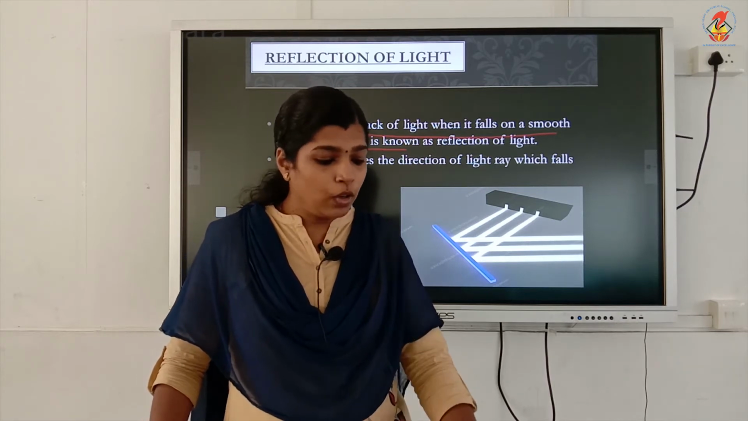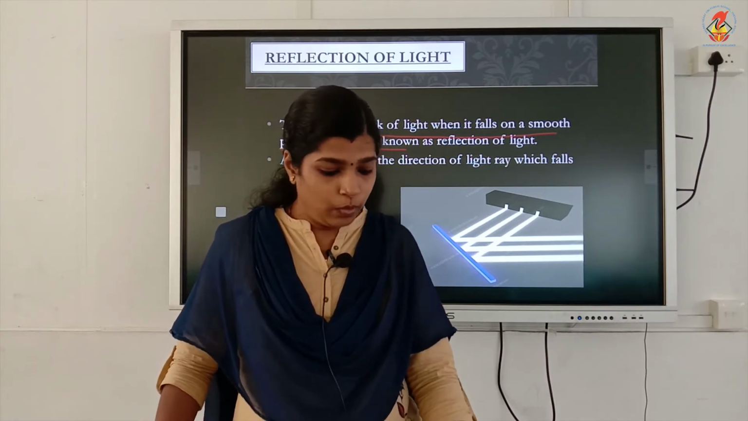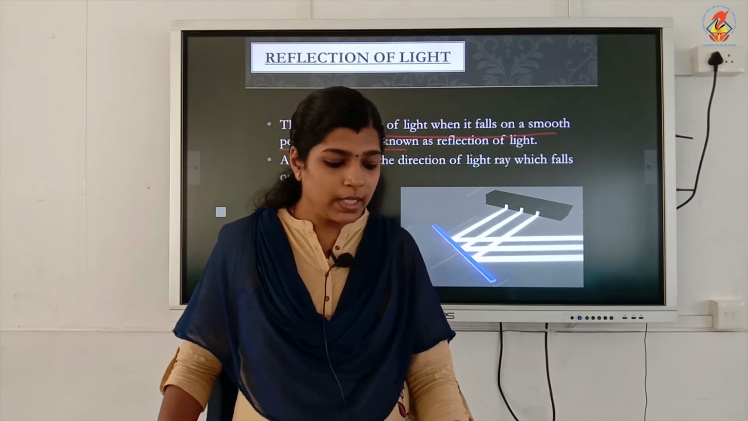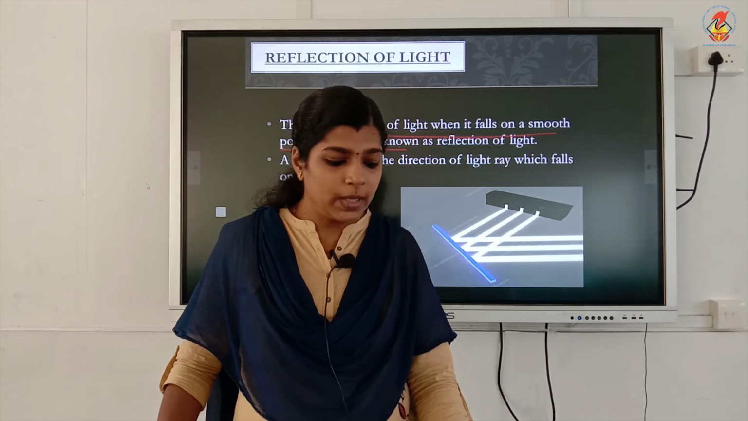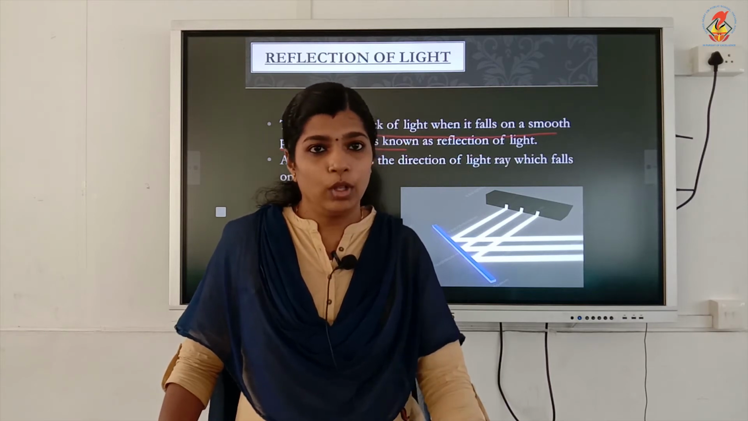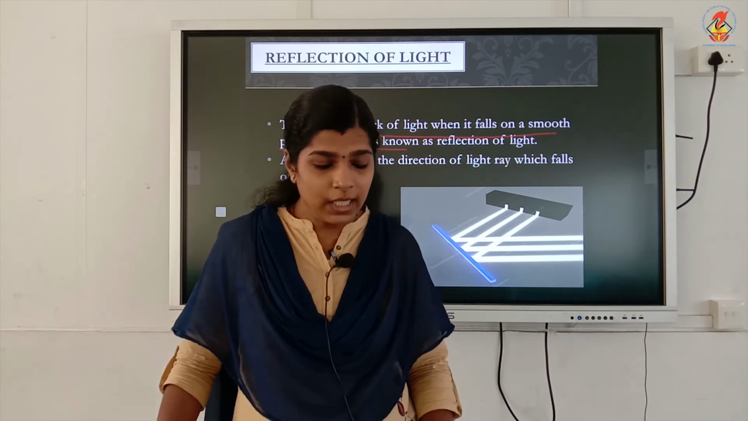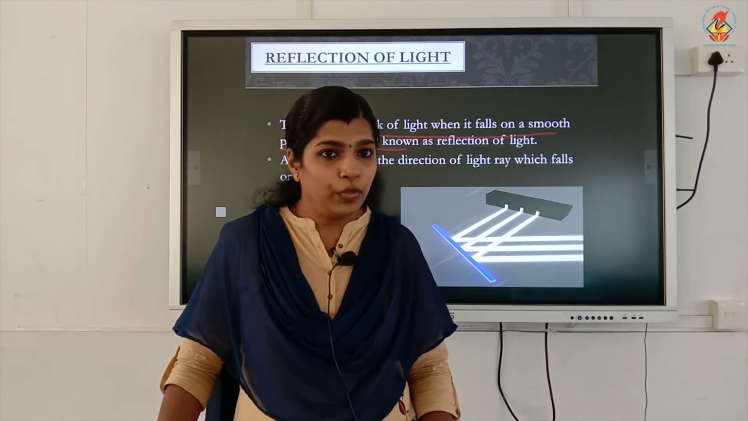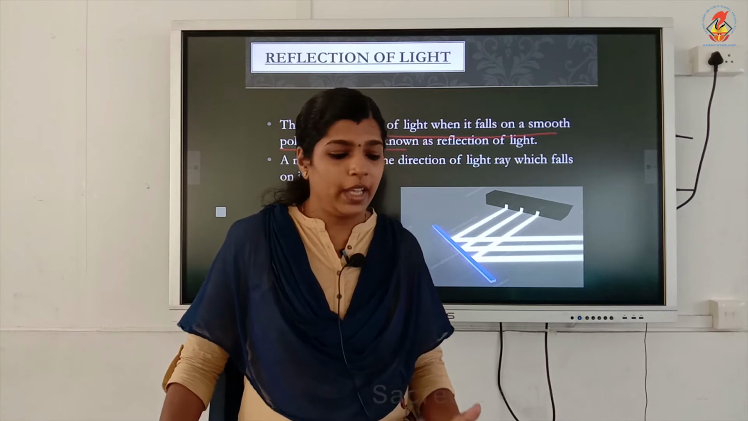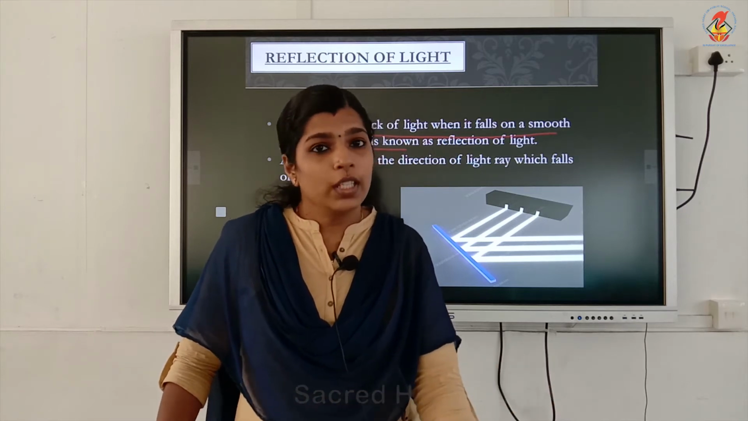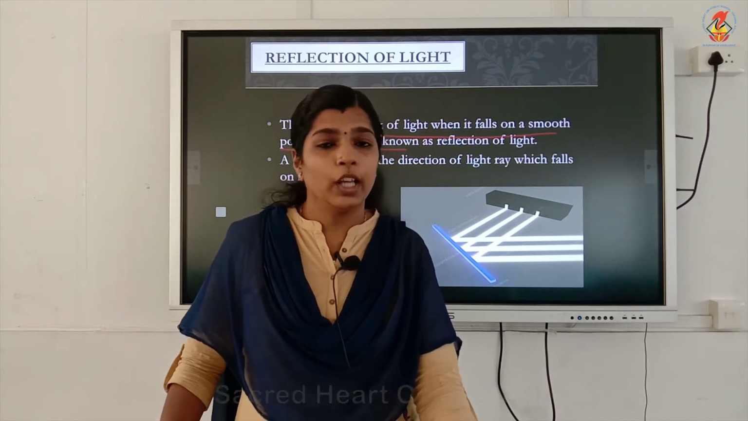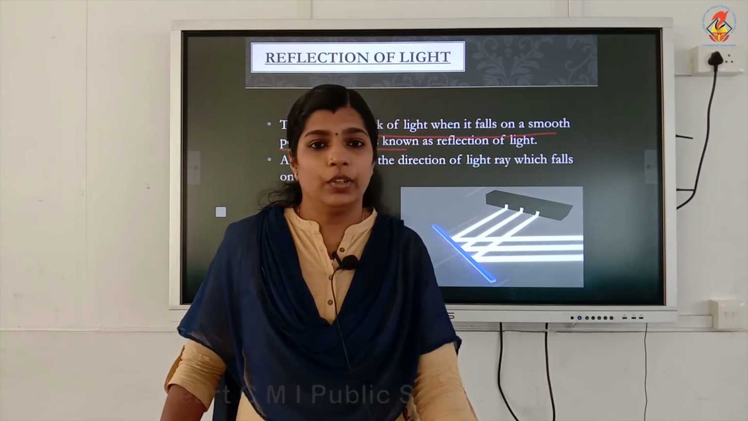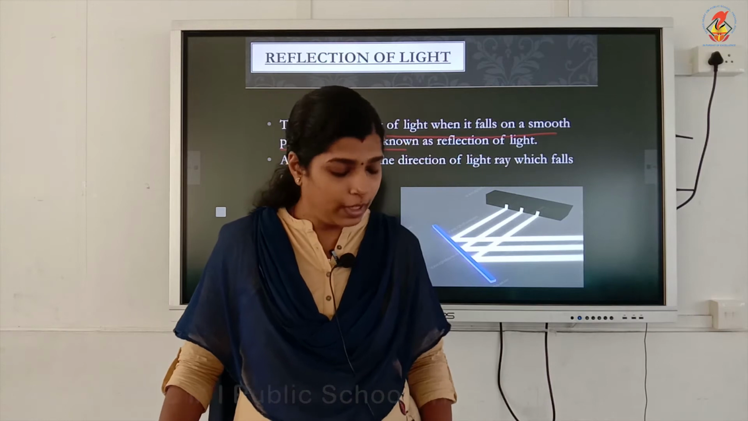If we throw a tennis ball at a wall, the ball bounces back. This means that the wall sends it back when the tennis ball strikes it. Similarly, when light rays fall on the surface of an object, the object will send them back. That process is known as reflection of light.